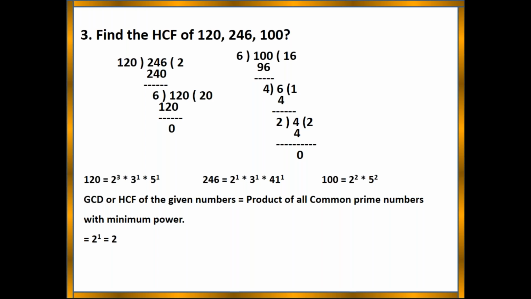Previously, multiplication of all different prime numbers with maximum power is the LCM. Now the product of all common prime numbers with minimum power is the GCD or HCF. Next one.